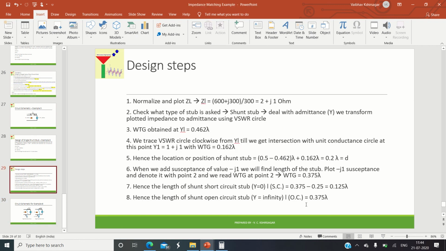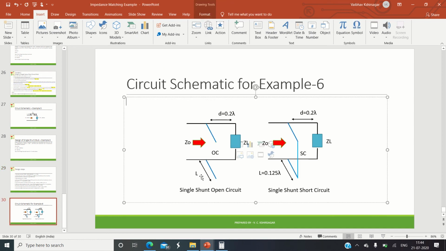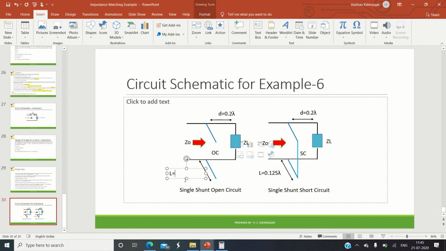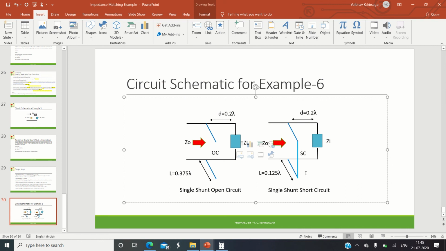And similarly, what length of open circuit configuration have we got? 0.375 lambda. So again, to show the same over here, in the open circuit configuration I have got the length equal to 0.375 lambda. I will insert the symbol again. This gives us the complete solution of example number 6, in which we have designed a single parallel or shunt stub for matching the given value of load impedance with the characteristic impedance of the transmission line.